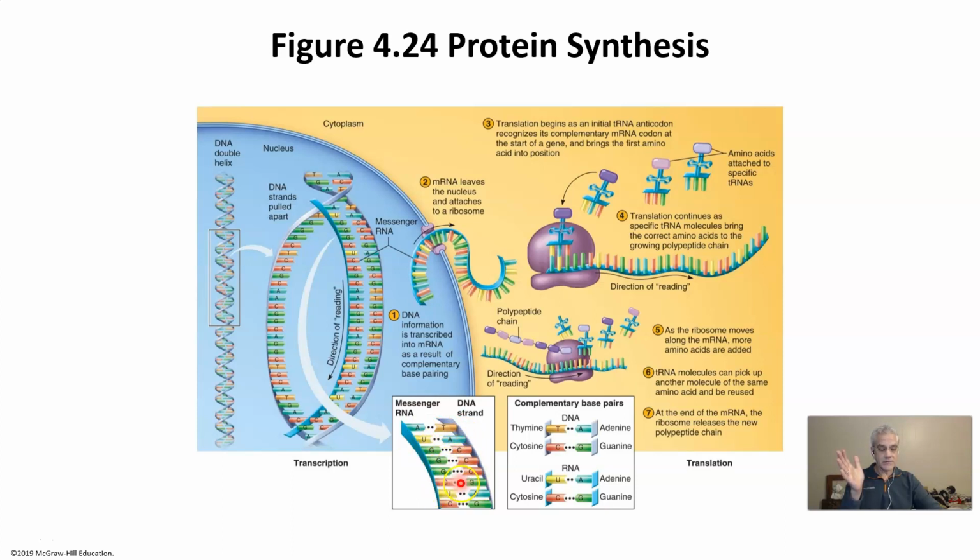G with C, everybody's cool. A with U, yep, you gotta have the U on the mRNA, etc. Right, so you made the mRNA. The mRNA leaves the nucleus out one of those pores into the cytoplasm.